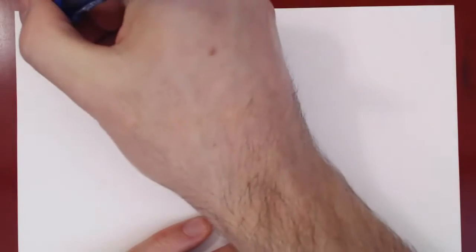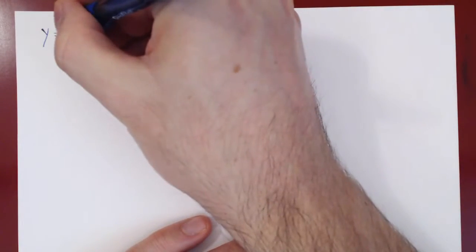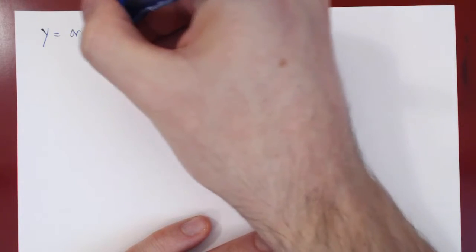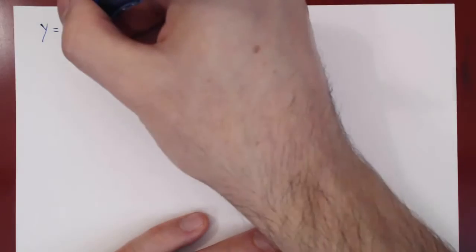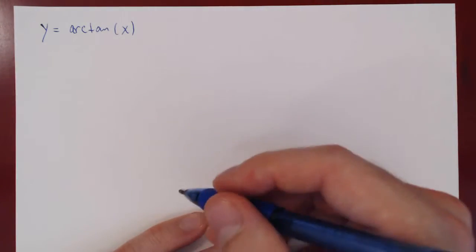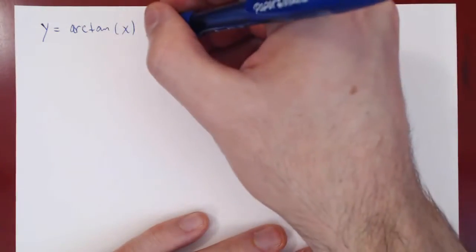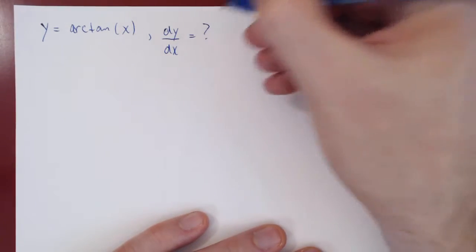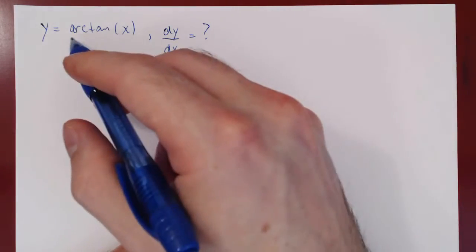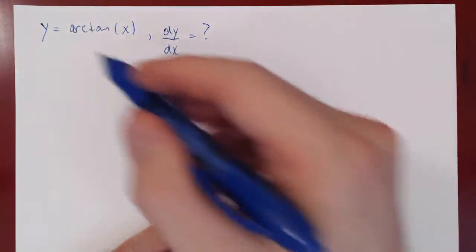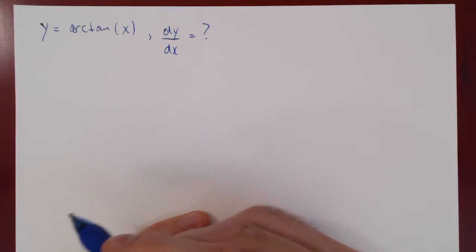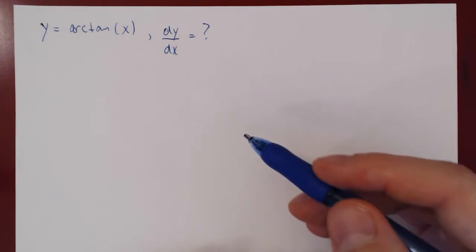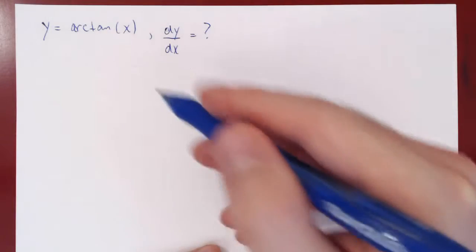Now that we've gone through one example, this one will be much faster. So we have y is the inverse function, so arc tangent of x. And as before, we want the derivative of arc tangent, so we want dy over dx. Well, again, we're not sure how to handle arctangent. To get rid of arctangent, compose with the inverse function, which is tangent. So take tangent on both sides.